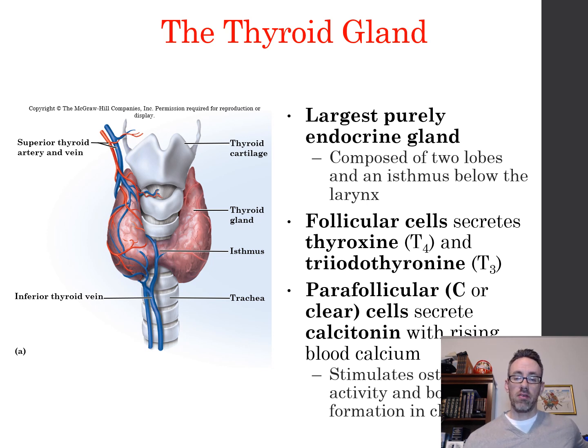There are also parafollicular cells located in the thyroid gland. Parafollicular cells are also called C cells or clear cells. They secrete calcitonin. I will not really be discussing this in this lecture; I'll be talking about the parafollicular cells in the calcium lecture. This will be more about regulating calcium by lowering calcium levels. It does that by stimulating osteoblasts on the bone, so it brings calcium from the plasma and deposits it onto the bone. More on that in the calcium lecture.